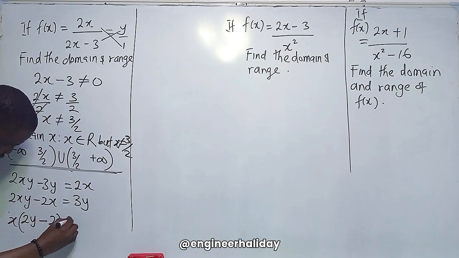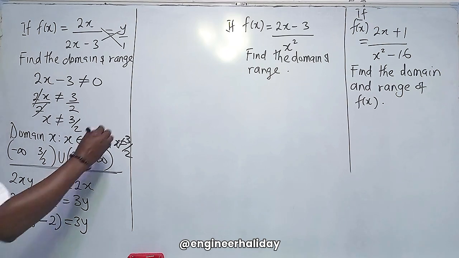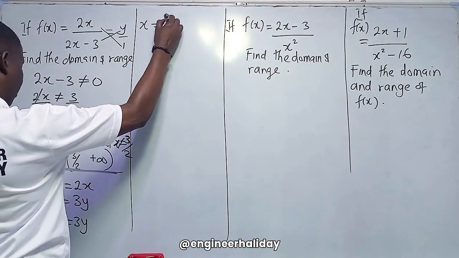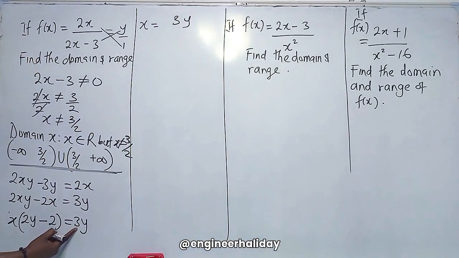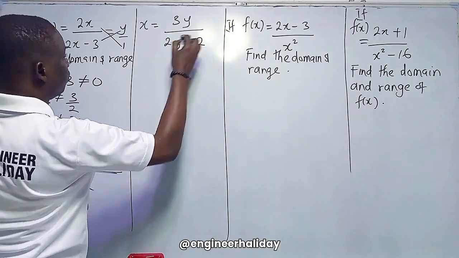So don't forget about the 2. Now x times (2y minus 2) equal to 3y. So what do you have? I'm going to have x is equal to 3y, divide both sides by this, divide by 2y minus 2.